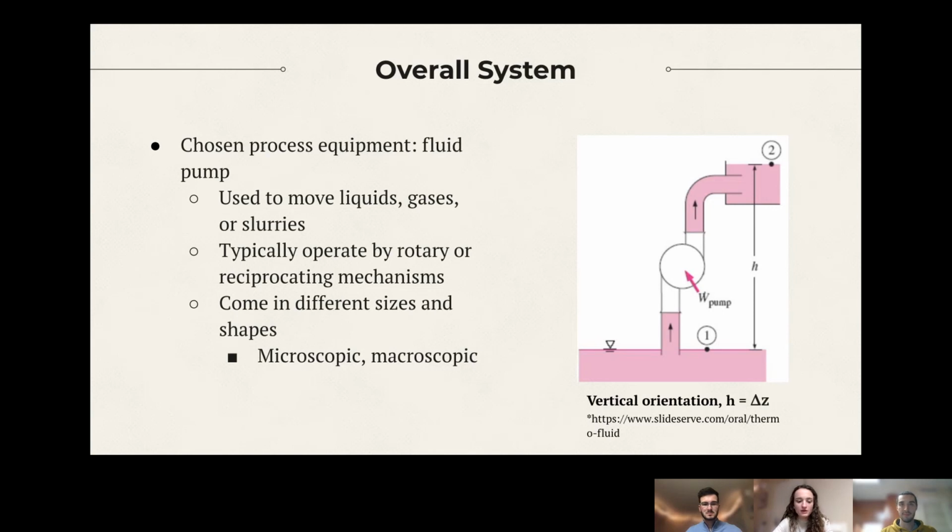They typically operate by rotary equipment, which would be a rotating impeller within the pump, or reciprocating equipment, which usually involves some sort of piston. Both of these will achieve a pressure distribution, which is what a pump is used for. You will pick between the two based on the task that the pump is being used for. These also can come in different shapes and sizes. For example, the microscopic pump you could use in a heart pump or a diabetic pump. If you wanted to use a macroscopic pump, you would use that on an industrial site to do with oil or water or something like that.